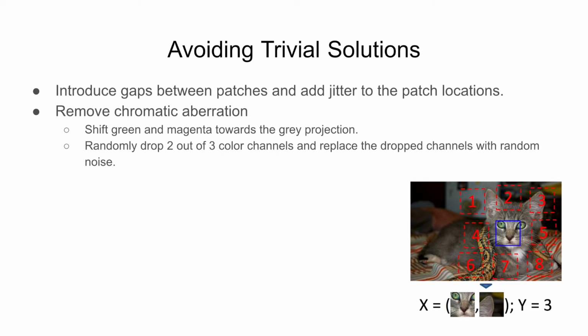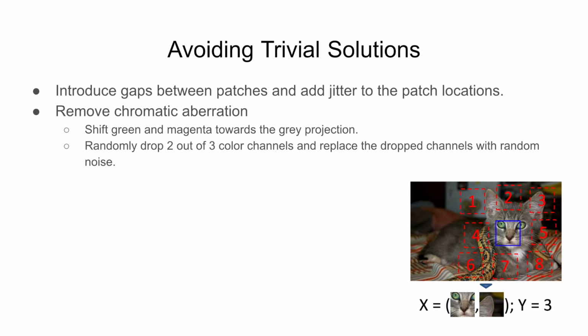So, the way we tackle that is by introducing gaps between the patches. As we can see in this cat picture, the gaps between, let's say, patch 1 and 2 are different from the gaps between 4 and the center patch. So by varying the gaps and adding jitter to the patch locations, we are ensuring that the network focuses on the higher level features rather than on how the patches gradually change into one another if they are at the boundary of each other. Even after doing that, it is not enough.